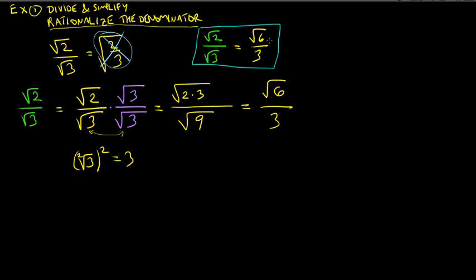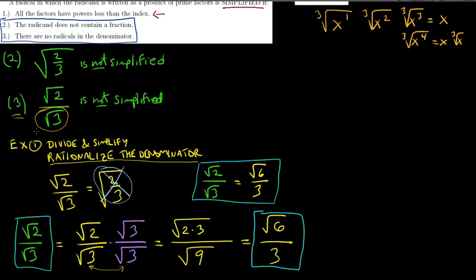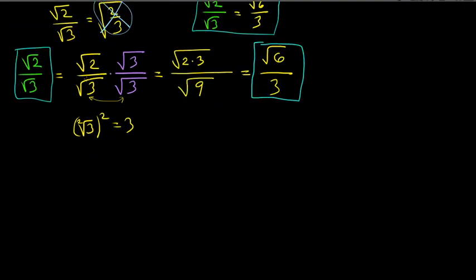Now, the other question is, well, why do we prefer this over this? Well, remember, way back up here, Rule 3 says you cannot have a square root, a radical, in the denominator. So this square root of 3 here is a radical. It's a square root, and it's in the denominator. Well, that's not allowed. On the other hand, over here, this 3 does not contain a square root. There's no square root in the denominator. Okay, so for that reason, this is considered simplified, whereas this is not simplified.